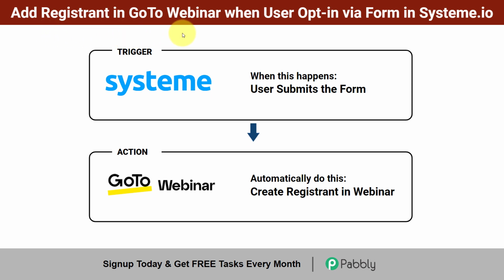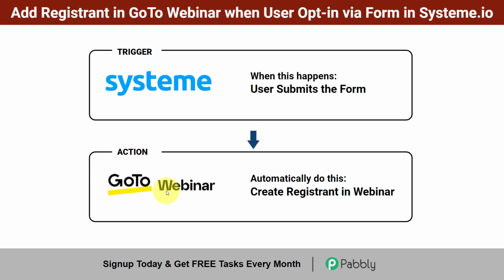How to add registrant in GoToWebinar when user opt-in via form in systeme.io automatically. So systeme.io is an all-in-one marketing platform using which I have created a webinar registration form, and I want that whenever user submits that form, the same person should be created as a registrant in my webinar, which I have created using this GoToWebinar software.